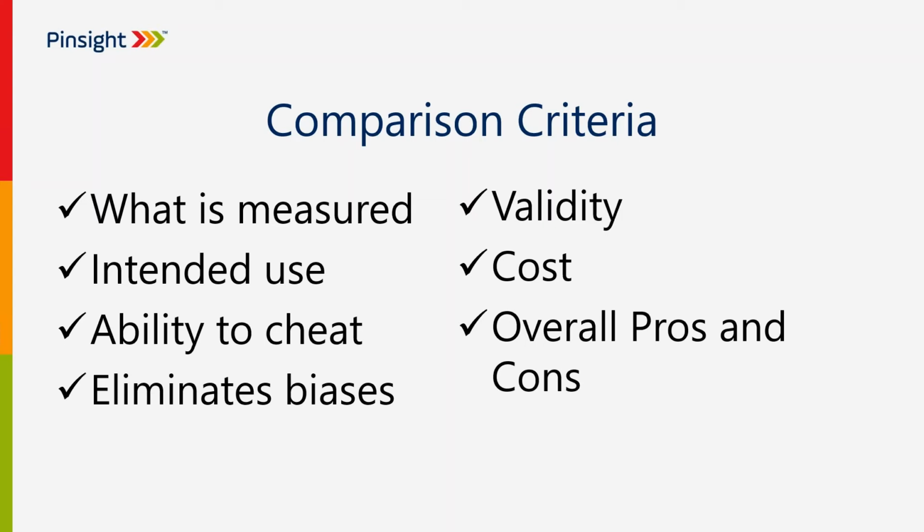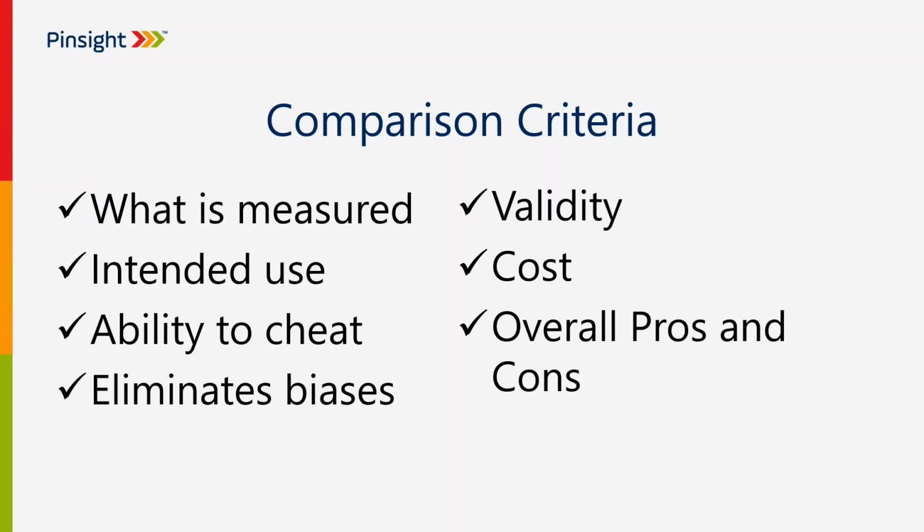So biases can come in a number of different forms. These can be our self-biases, things that an inaccurate view of ourselves or biases that we have of ourselves. And this can also come from others. So others' biases of us that are going to impact the assessment results.